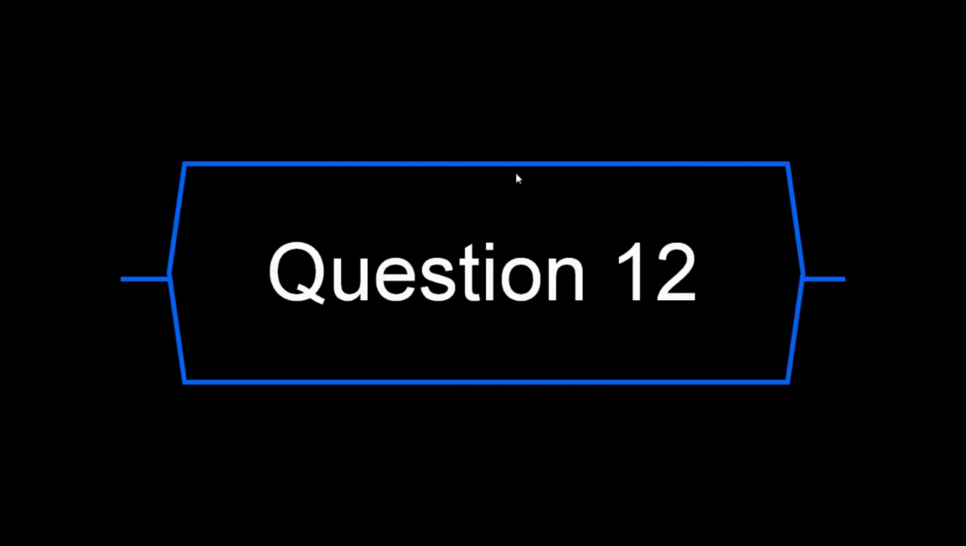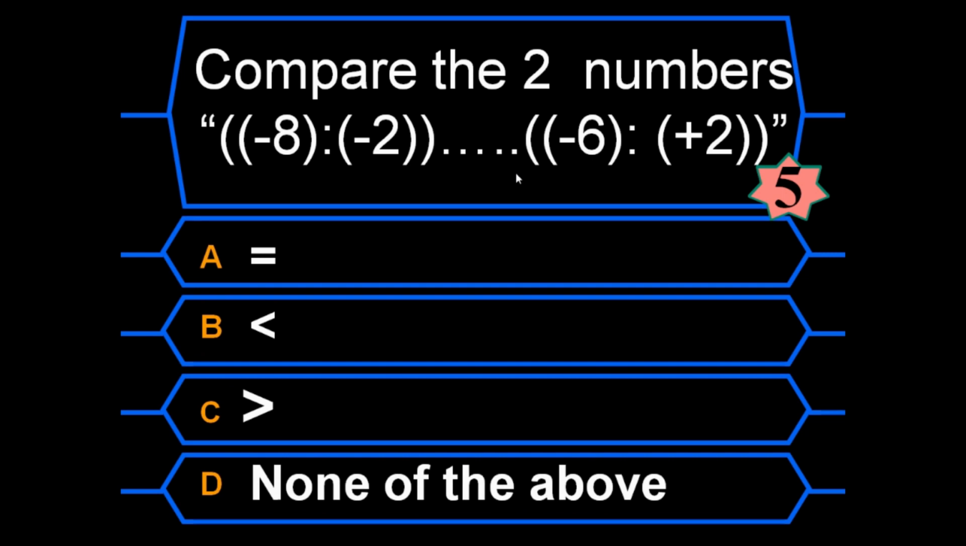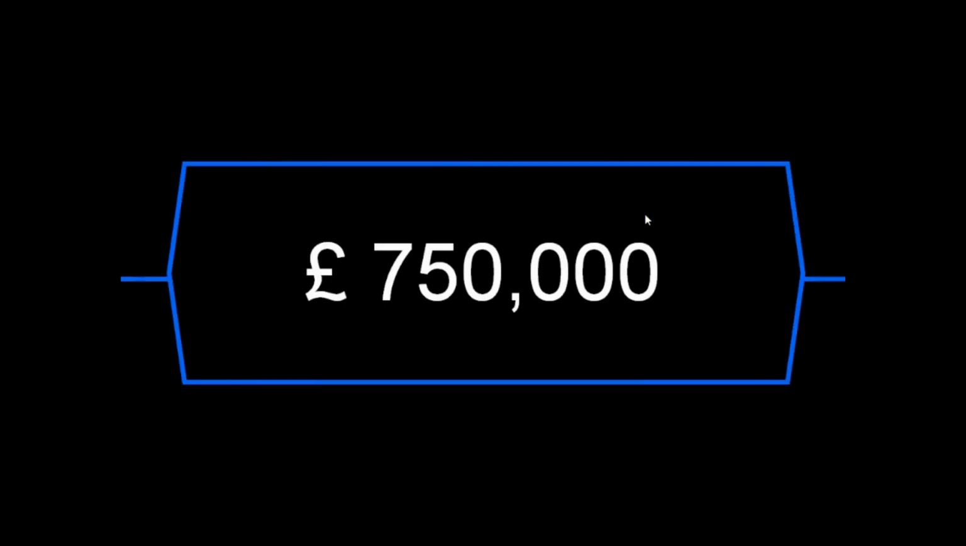Number 12. Question number 12. Compare the two numbers. Equals, less than, greater than, none of the above. 5 seconds. Work out the bracket first, then you compare the answer. 5 seconds. Off we go. Greater than. 750,000 pounds.